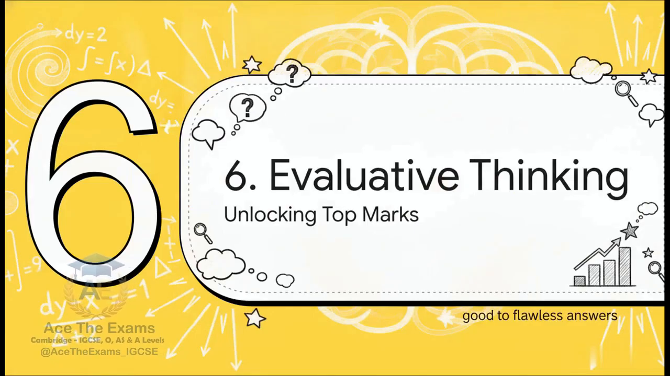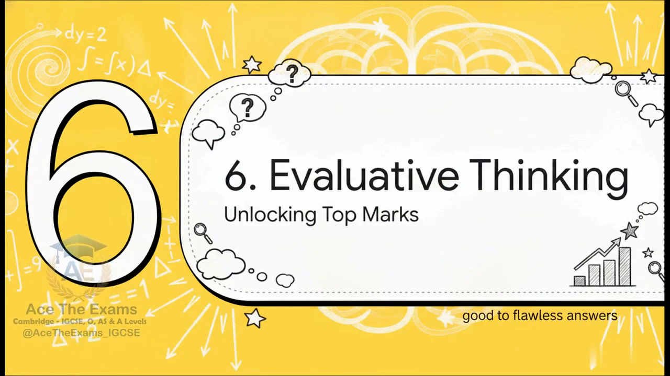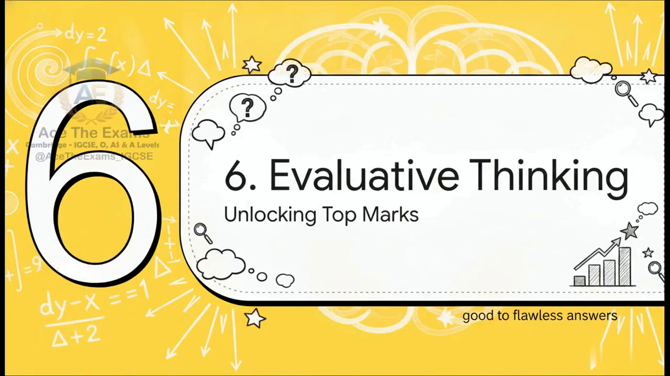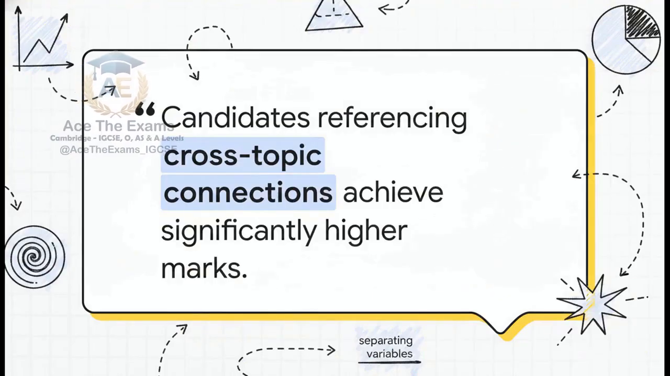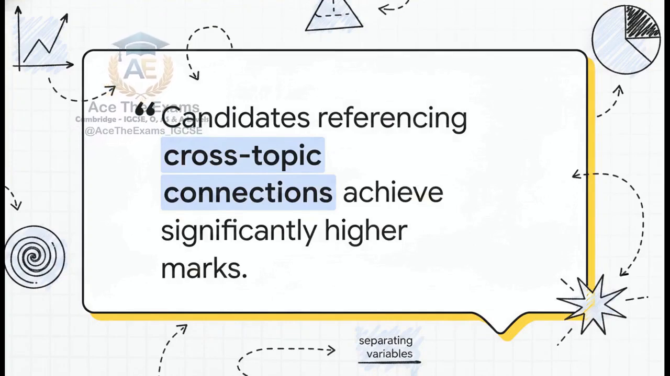All right, we have reached Section 6, Mastering Evaluative Thinking. This is for the final push. This is how the absolute top-scoring candidates elevate their answers through deep critical analysis. I want you to hear this quote directly from the source, from the Principal Examiner reports. Candidates referencing cross-topic connections achieve significantly higher marks.